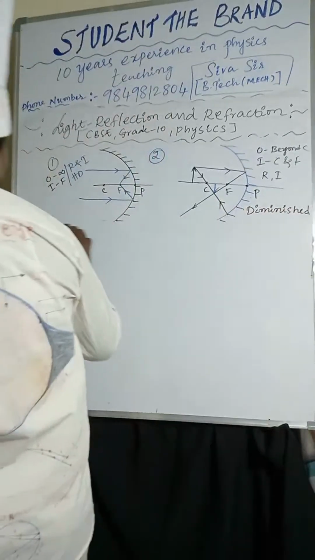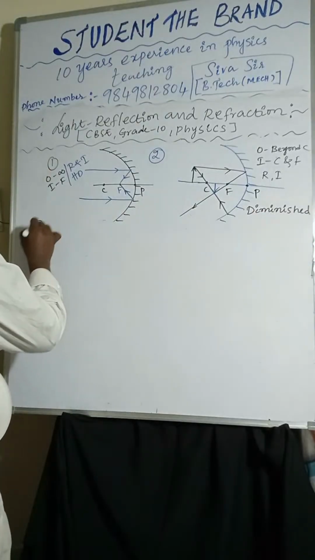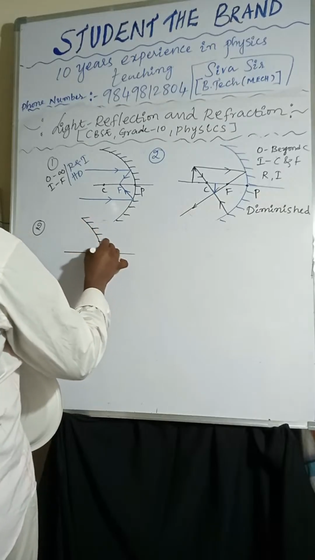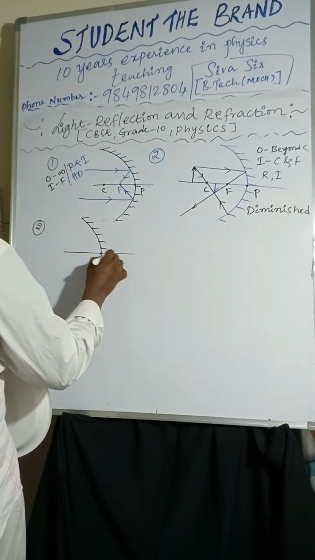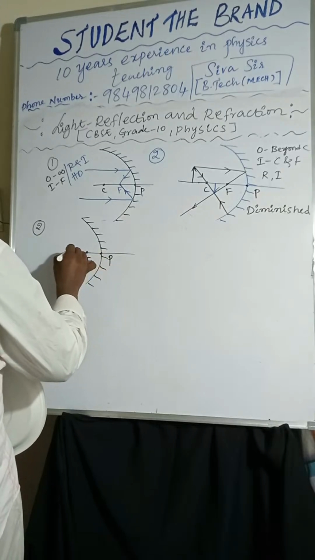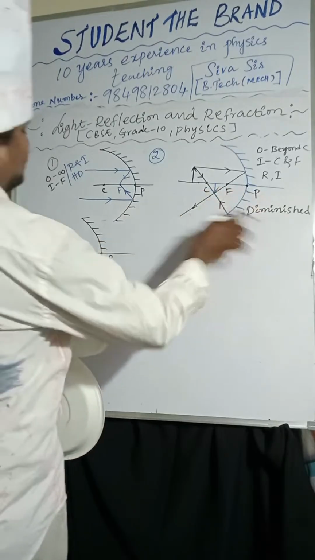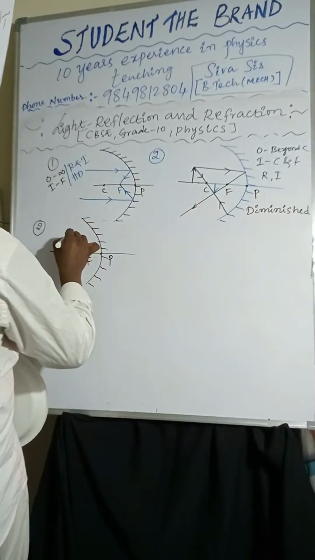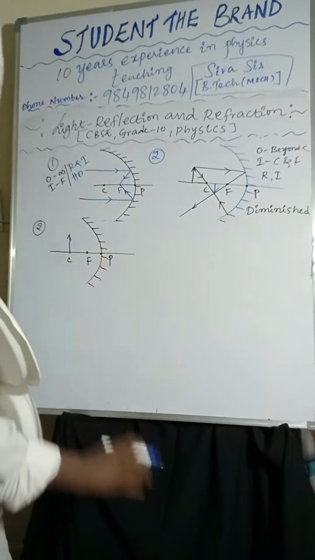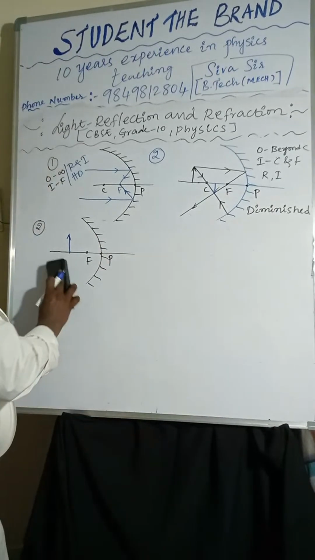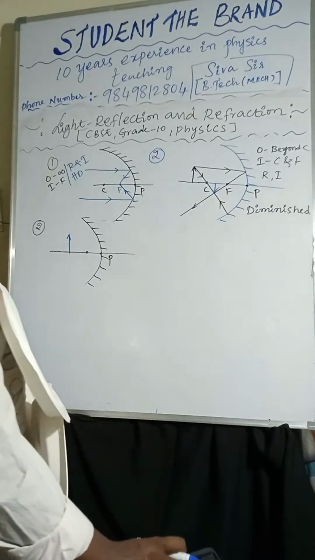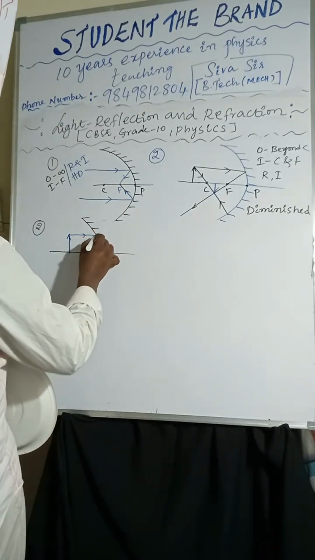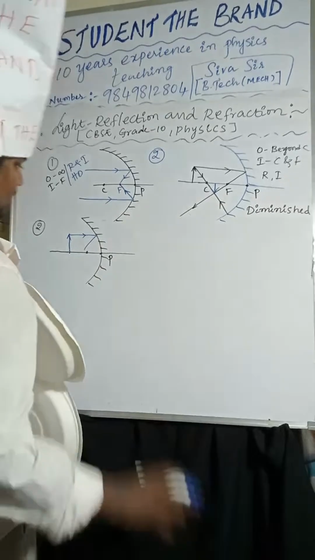Okay, coming to the next one. This is the pole, focus, center of curvature. The object is placed at the center of curvature in this case. How many light rays, I said? Minimum 2 light rays are required to form the image of the object. So one light ray I'm taking like this, and it passes through the focus.